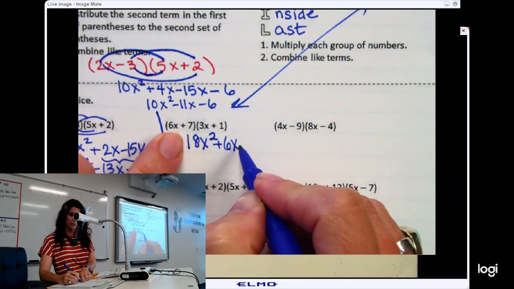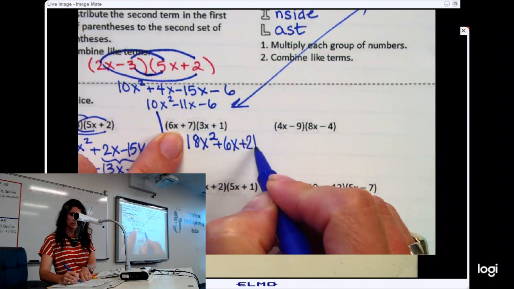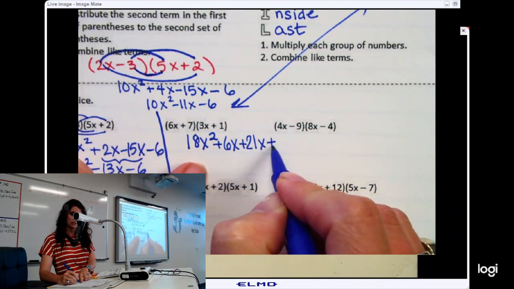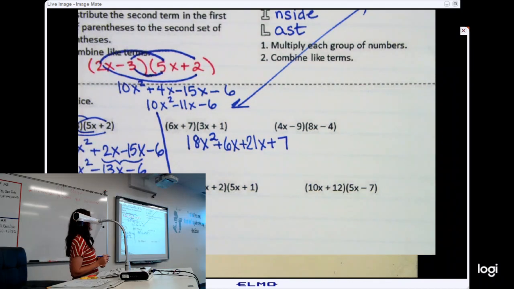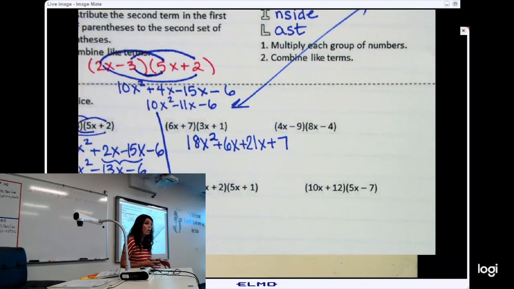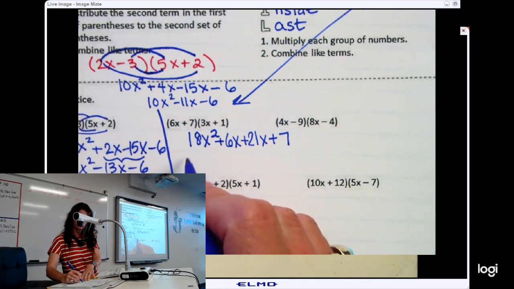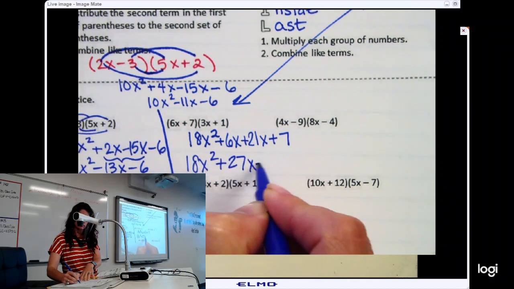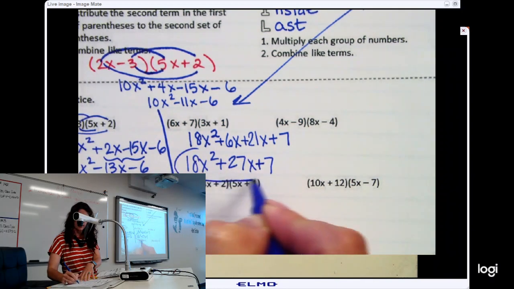Inside, did you get 21x? And last, you got 7. If you type it in that way, you will get it wrong. Yeah, combine your like terms. And now it's happy.